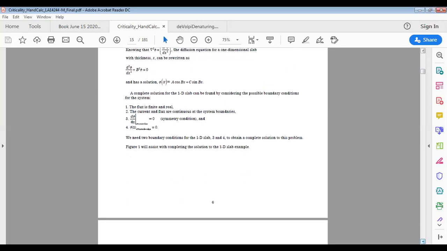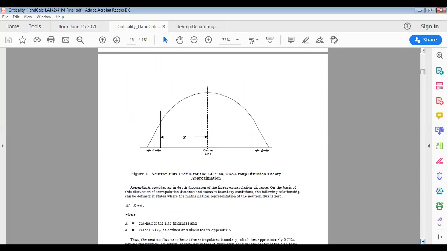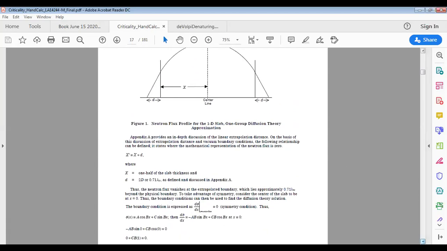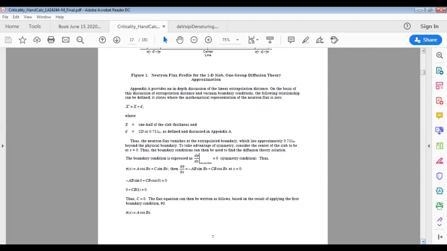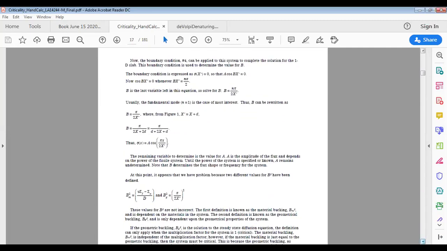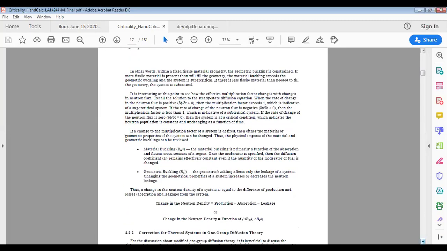Now these are the solutions. They're applying the boundary conditions. This is the flux for symmetry, as I told you. This is the physical boundary, these two vertical lines, and this is the extrapolated boundary where the flux goes to 0. And the extrapolation distance is being used as 0.71 times the transport mean free path. These are the same constants which I showed you the derivation of. And let's come to some practical thing they've done.